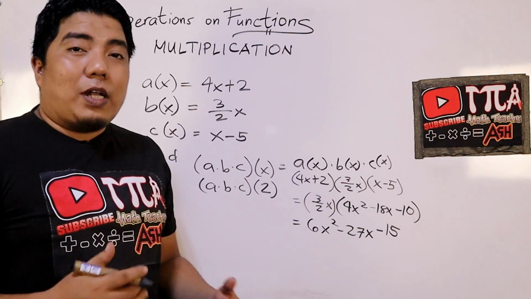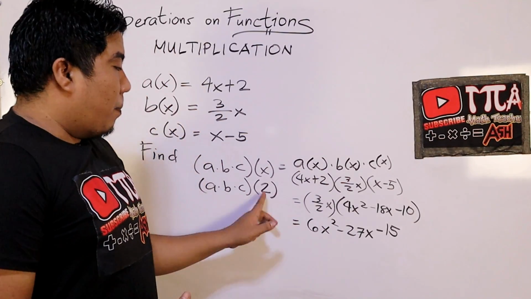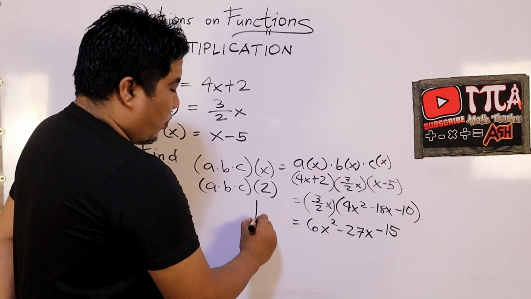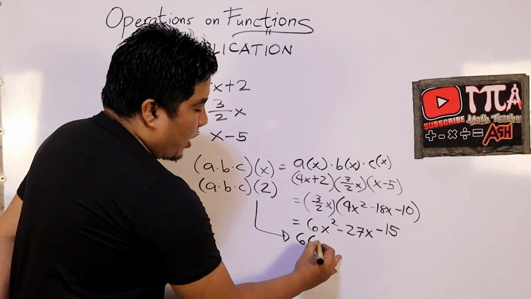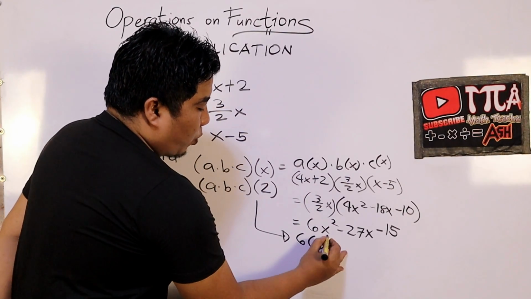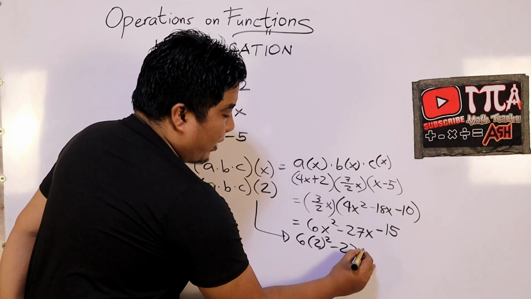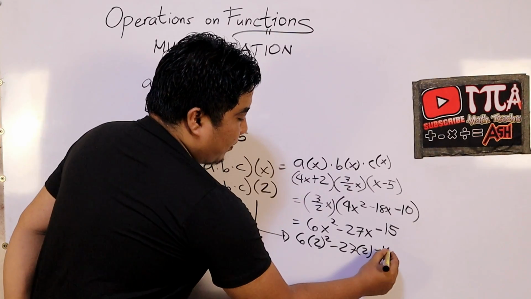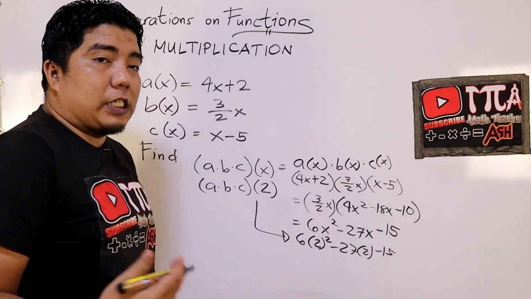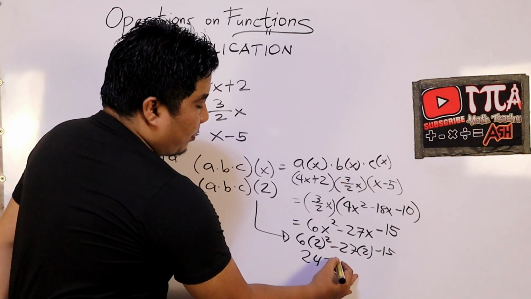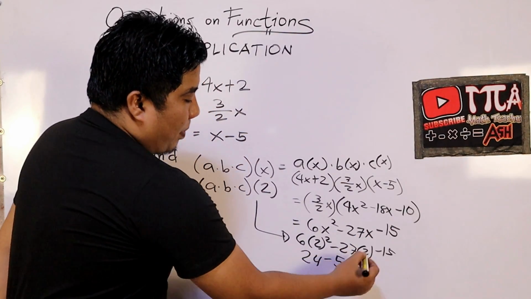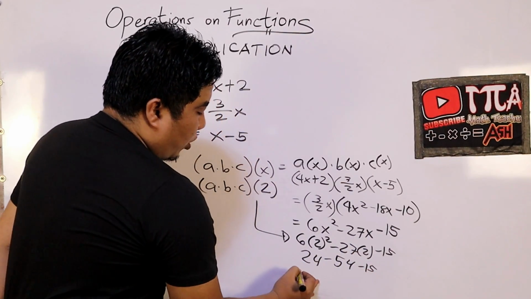Easy, right? So now let us evaluate our function by the value of 2. By substituting the x by 2, this will become 6 times 2 squared minus 27 times 2 minus 15. So 2 squared is 4. 4 times 6, that is 24. 27 times 2, that is 54. Then minus 15.